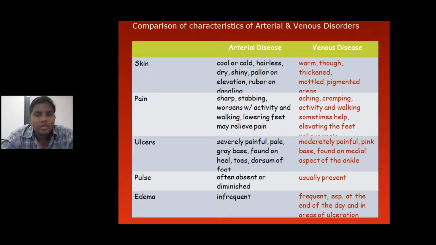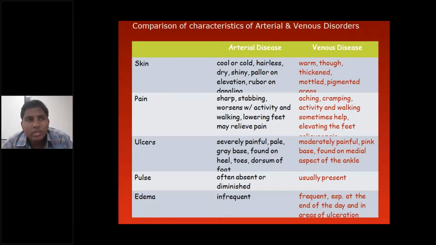In terms of arterial disease, there will be sharp and stabbing pain. Instead of elevation, lowering of the feet can relieve the pain in case of arterial disease. As we already know, because of decreased blood supply, these ulcers are severely painful. It is not covered with proper granulation tissue because of poor blood supply. The ulcers are classically seen where there is less collateral formation, in end arterial areas, known as heels, toes, and the dorsum of the foot.